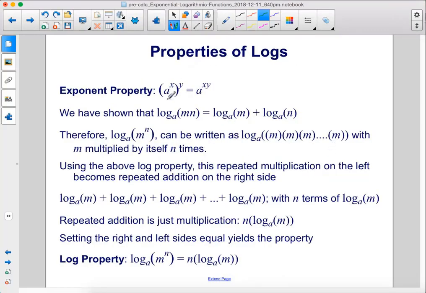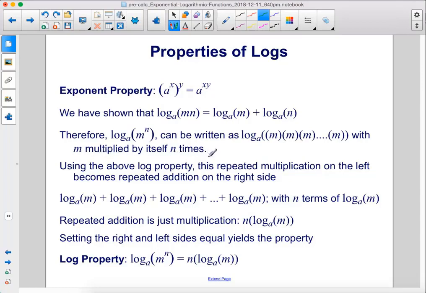Exponent property: a to the x to the y equals a to the xy. We have shown that log base a of m times n equals log base a of m plus log base a of n. Therefore, log base a of m to the n can be written as log base a of m times n, etc., with m multiplied by itself n times.